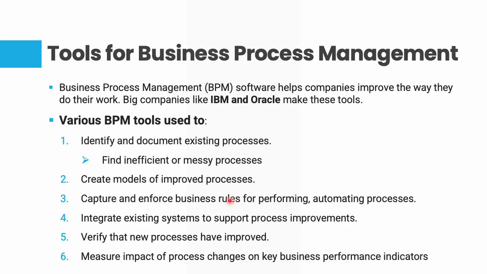Then, they will help to create models. Okay, once we know what's wrong, we can use the software to design a new, better model of the process. It's like drawing a new, efficient blueprint for a building, okay? And then capture and enforce the business rules. It means that the software can be programmed with the company's rules, and then it will automatically manage and perform the new process, making sure that everyone follows the new, better way of working.